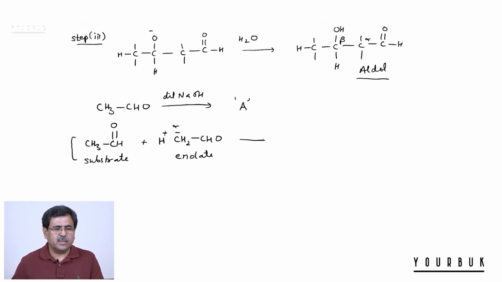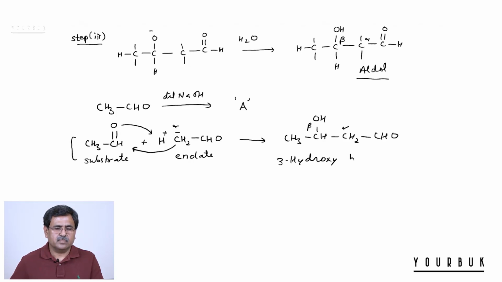And we also know that the main reactions of aldehydes and ketones are nucleophilic addition reactions. So the addition takes place across the carbonyl group. H adds to oxygen, and this negatively charged carbon adds to the carbonyl carbon. And the product obtained is called aldol, beta hydroxy aldehyde. And this product is named 3-hydroxybutanal. And this is our product A.